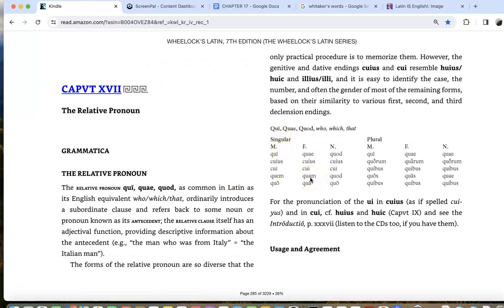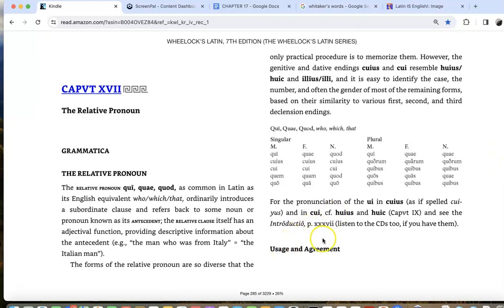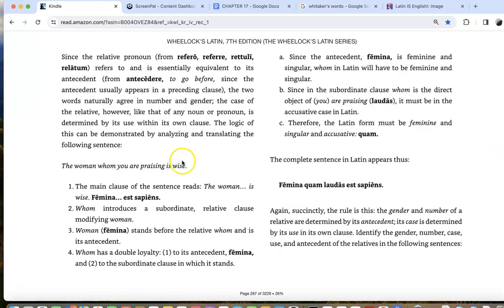Here we're using quam because woman is feminine, but then we're using it as an accusative, which, based on the organization of the book, this is nominative, genitive, dative, accusative, and ablative, in terms of the basic patterns, which you should be familiar with by now, having used the book for almost 2 years. So what does it mean by usage and agreement down here? In practice, the relative pronoun is fairly easy once we learn to recognize the main clause.